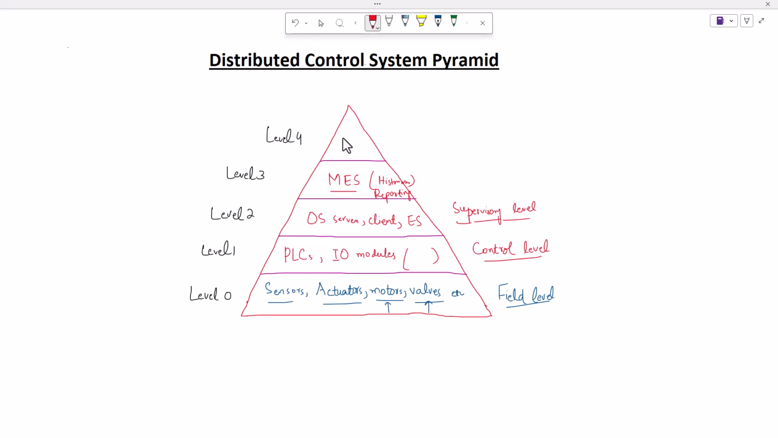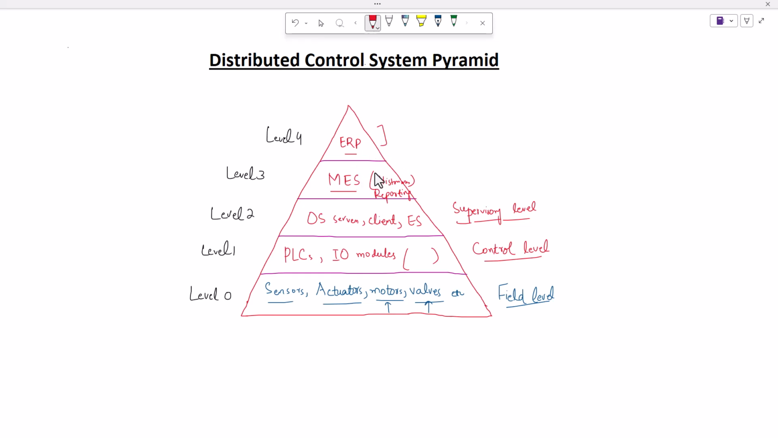At the top is level 4, which is the enterprise resource planning level, ERP. Various decisions regarding inventory, finance, supply chain, and strategic decision making based on the plant performance data all lie in level 4, or the ERP level, of the DCS pyramid.